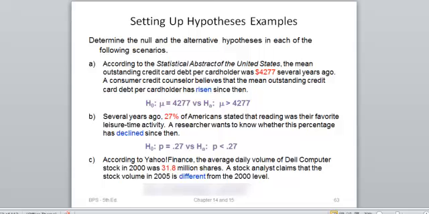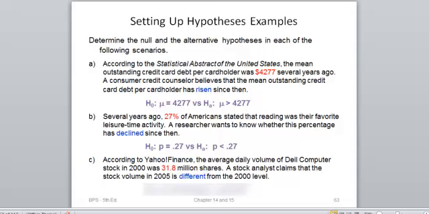Part C. According to Yahoo Finance, the average daily volume of Dell computer stock in 2000 was 31.8 million shares. Now, a stock analyst claims that the stock volume in 2005 is different from the 2000 level. So different clues us into it being a two-tailed test.